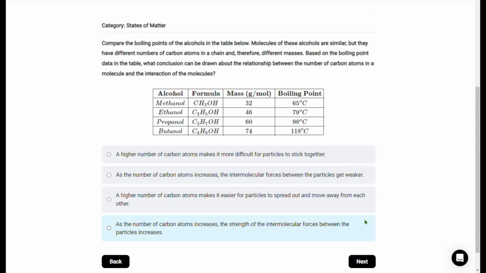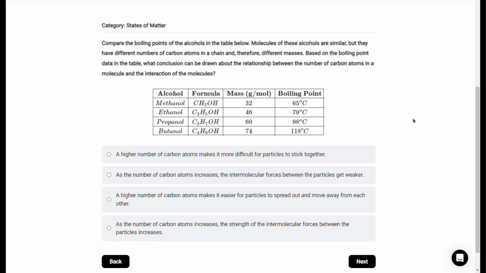Next question. Compare the boiling points of alcohols in the table below. Molecules of these alcohols are similar, but they have a different number of carbon atoms in the chain, and, therefore, different masses. Based on the boiling point data of the table, what conclusion can be drawn about the relationship of these number of carbon atoms in a molecule and the interaction of the molecules? As we can see here, we have a bunch of different carbon species right here, showing their mass, which is increasing with the number of carbon, which is expected, and the boiling point, which is increasing, which is pretty interesting.